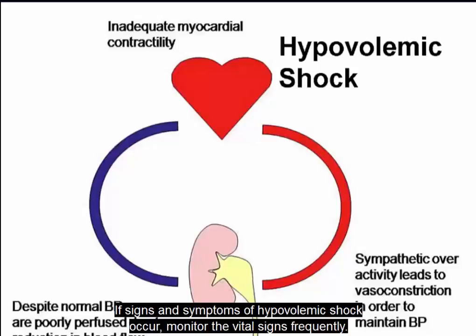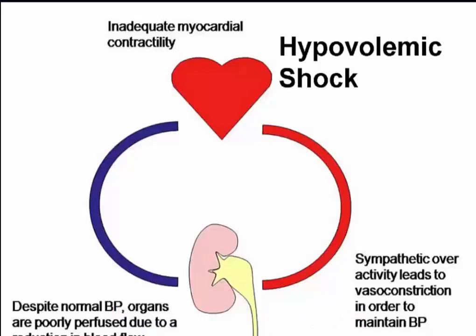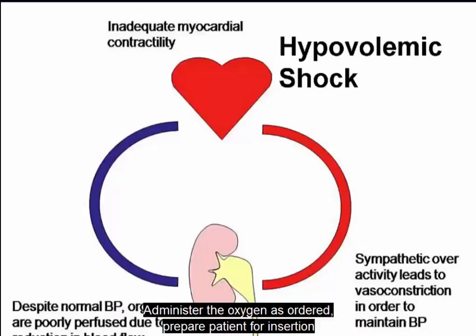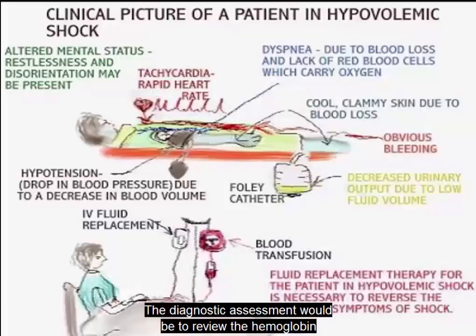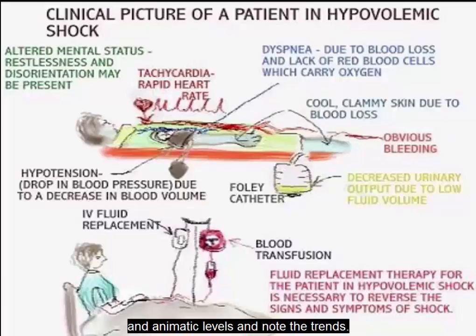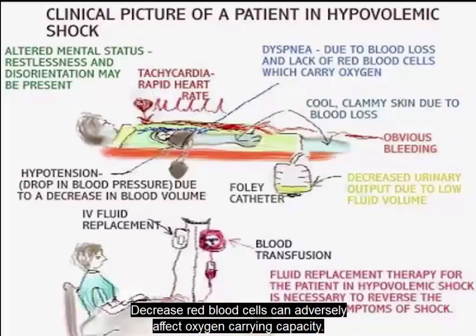If signs and symptoms of hypovolemic shock occur, monitor the vital signs frequently, administer oxygen as ordered, and prepare the patient for insertion of hemodynamic monitoring devices such as a central venous catheter or intra-arterial catheter if indicated. The diagnostic assessment would be to review the hemoglobin and hematocrit levels and note the trends. Decreased red blood cells can adversely affect oxygen carrying capacity.